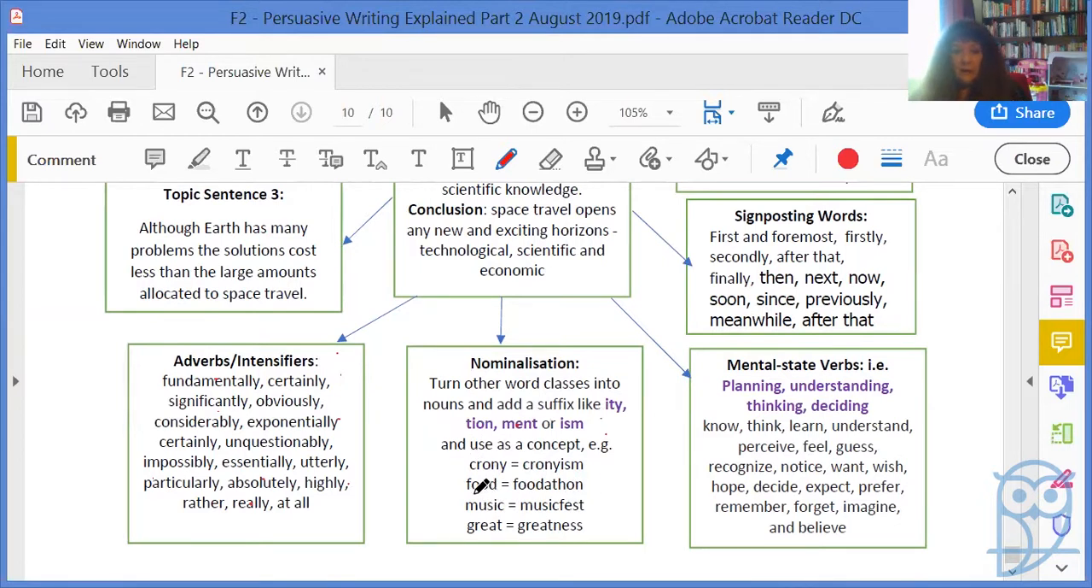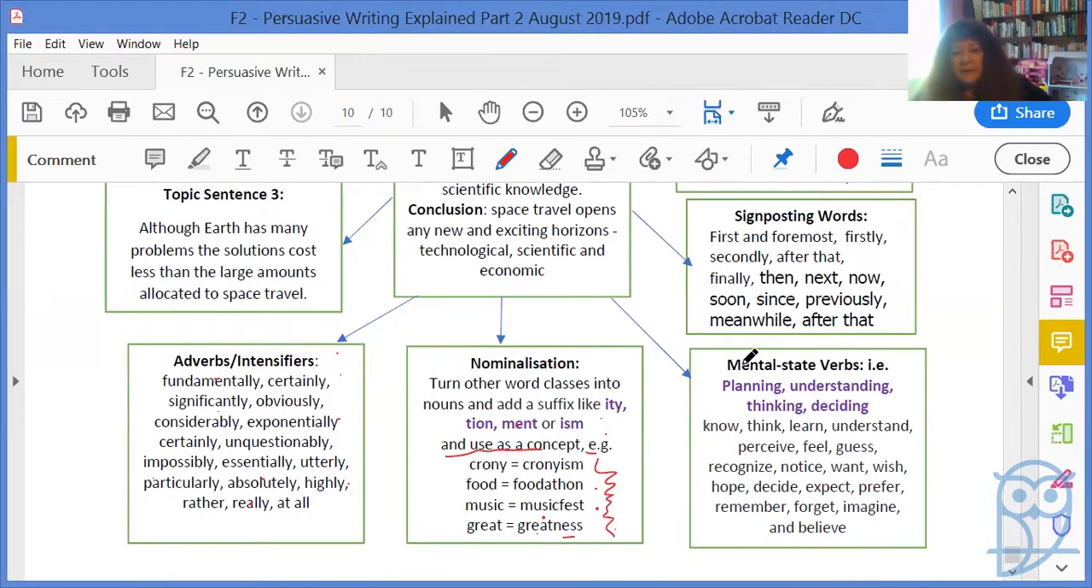Food, you could say, oh, there's going to be a foodathon next week. There's going to be free food. So we've made that word into another noun. Music, oh, there's a music fest next week. Great, oh, his greatness is amazing. The greatness of that band is astounding. So it's just turning nouns into slightly different nouns, verbs into nouns, adjectives into nouns, and using it as a concept. Okay? So those words would stand out in your essay.